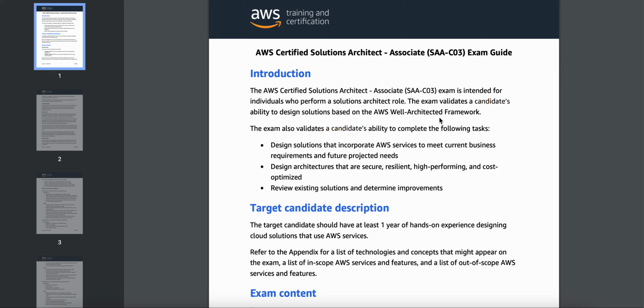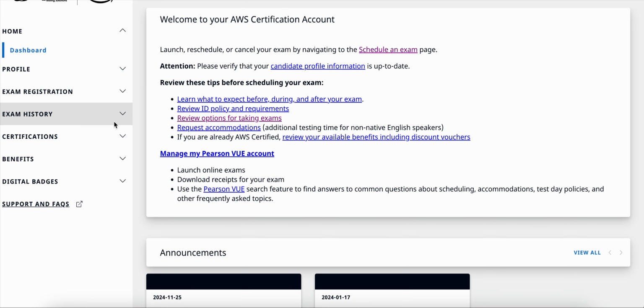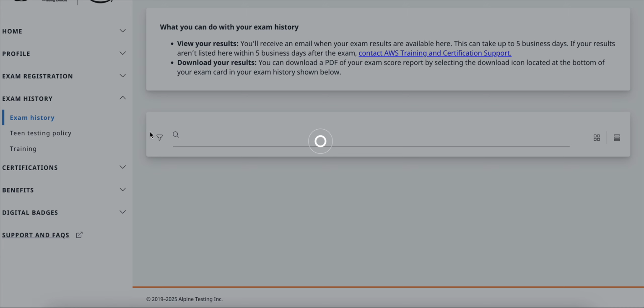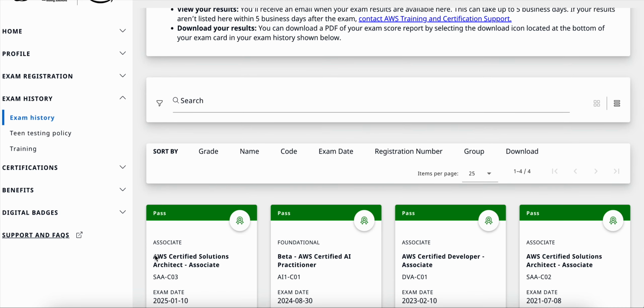And to begin with, to give you the credibility, I would like to show you the certificate. Let's load my account. And if I go to exam history, you can see that the AWS Certified Associate SAA-C03 exam date is yesterday, that is the 10th of January. So these are my other exams. I recently gave the AI exam as well. I have made a couple of videos regarding it. You can watch it on my channel if you want.